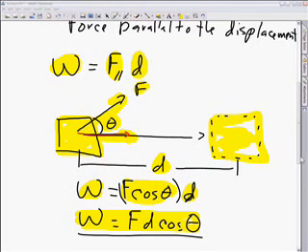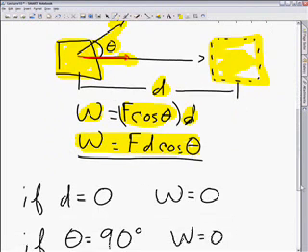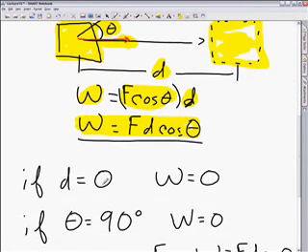So let's take a look at some of the cases here. If d is equal to 0, this means that our displacement is equal to 0, so there is no motion. For example, if you push up against a wall, you're applying a force, but the displacement of the wall is equal to 0. In that case, our d is equal to 0, so our work is also equal to 0.